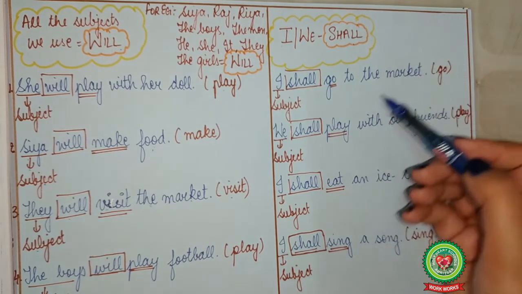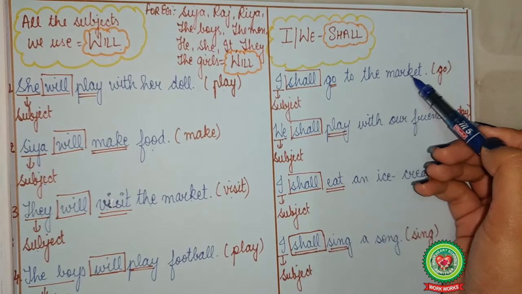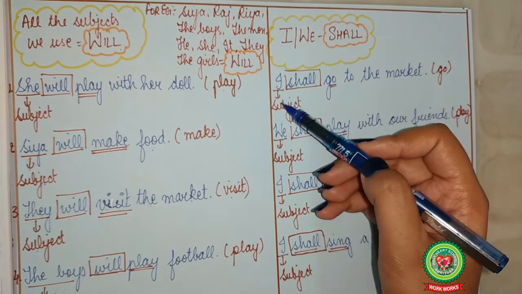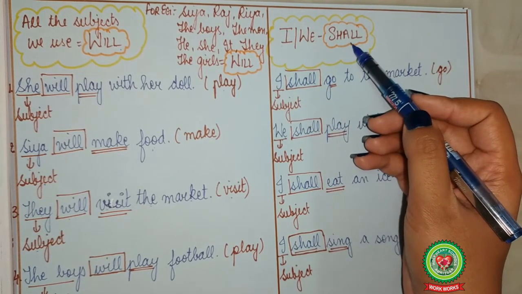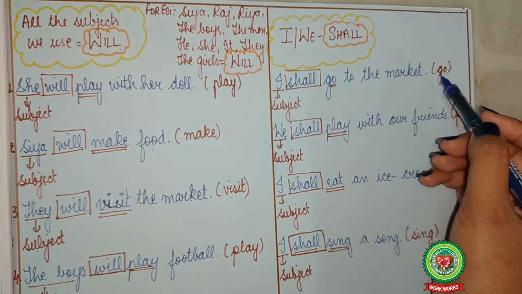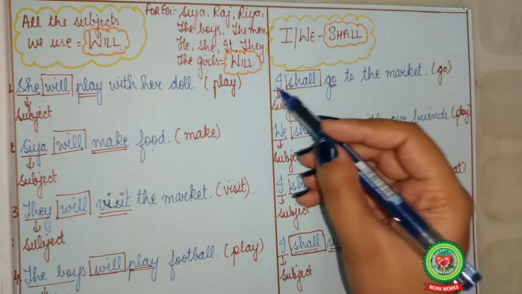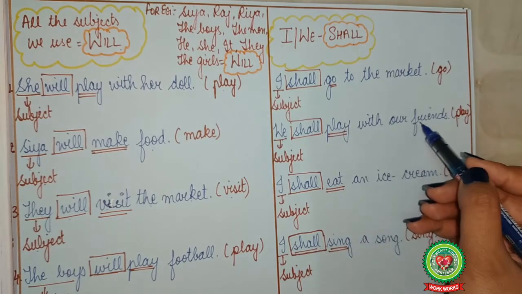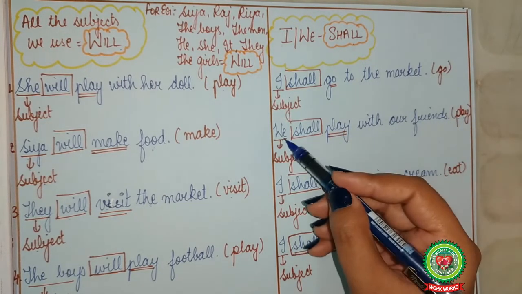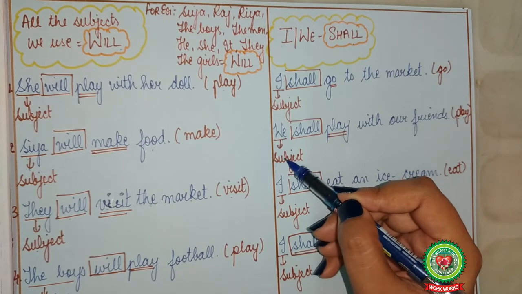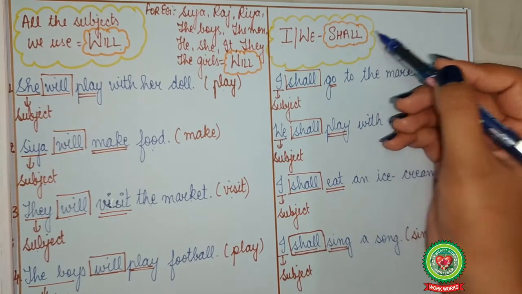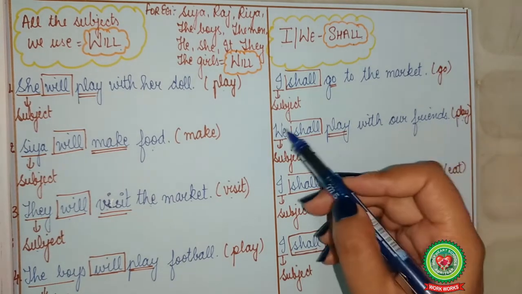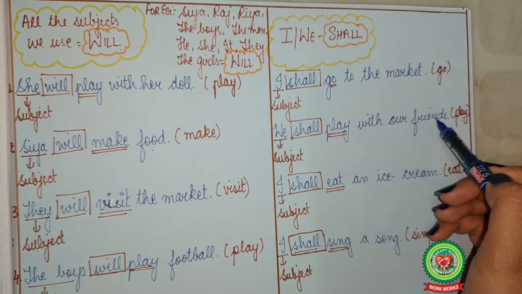For example, I dash to the market and the verb is go. Who, I, so subject. With I we will always use shall. Go is the present form of verb. So the answer is I shall go to the market. We dash with our friends and the verb is play. Who, we, so subject. With we will always use shall. Play is the present form of verb. So the answer is we shall play with our friends.